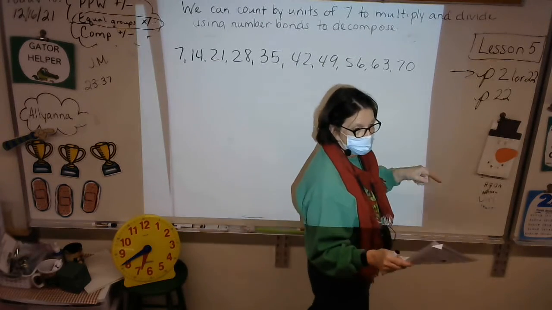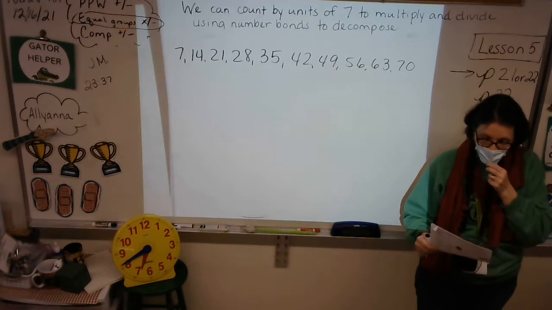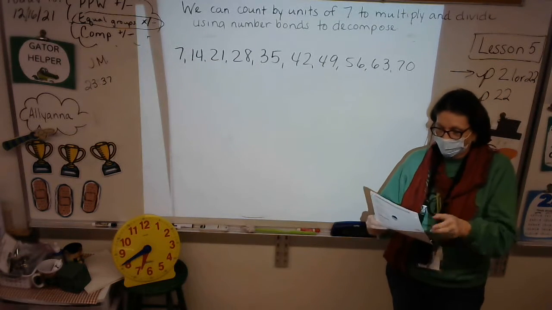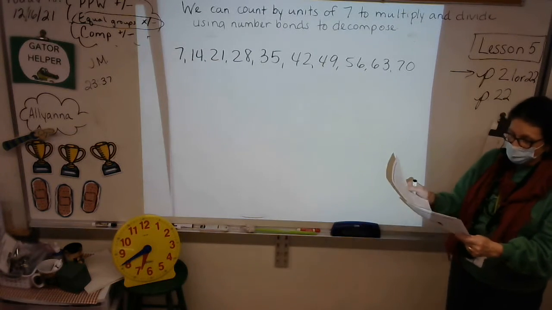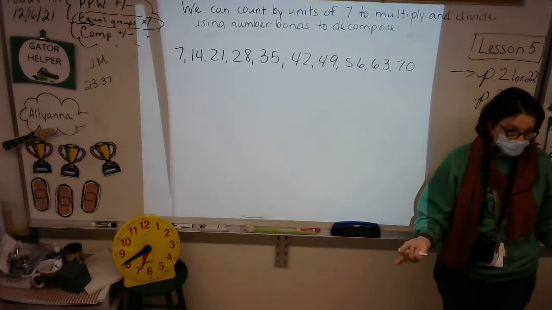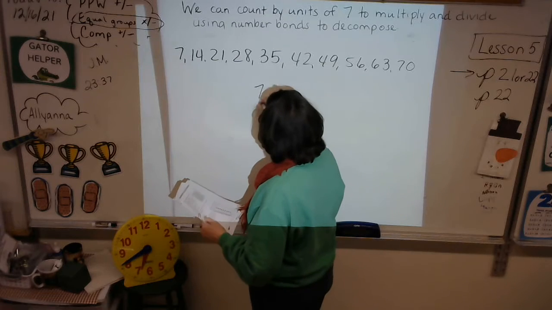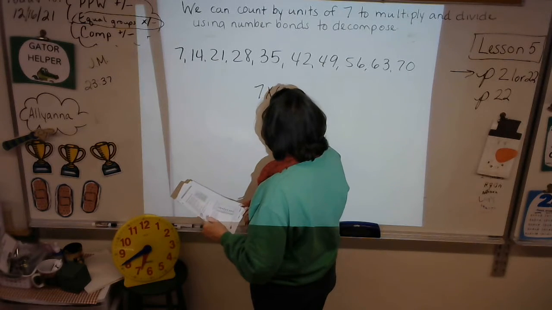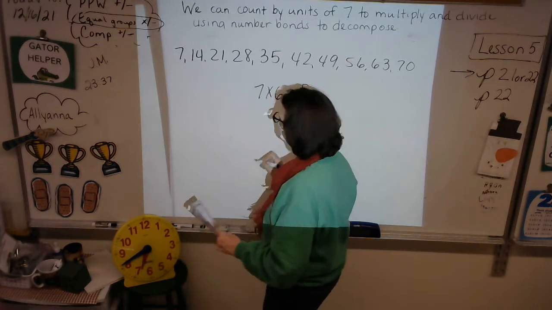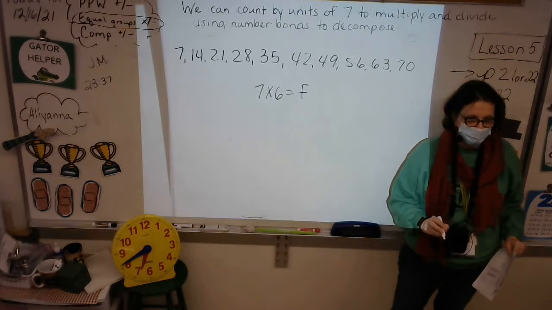I love the way Allie was using her fingers for that. That's a really good habit to get into. Okay, so if we were going to do some of these with a letter for the unknown like we did yesterday, 7 times 6 equals F.